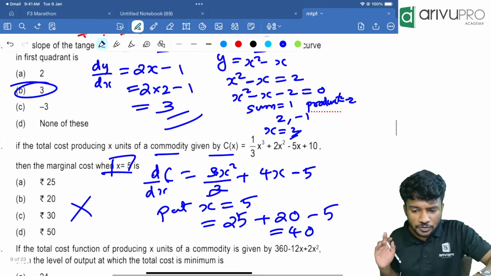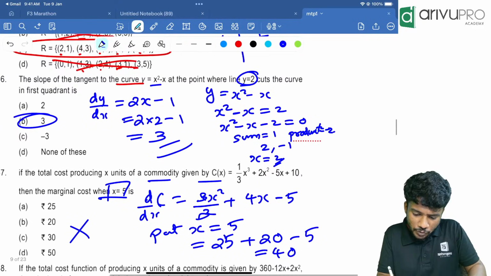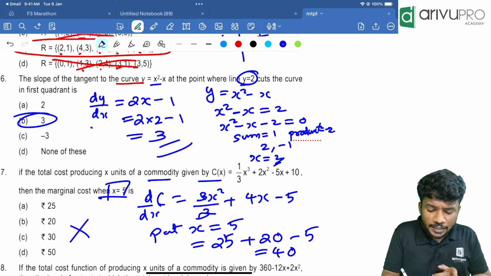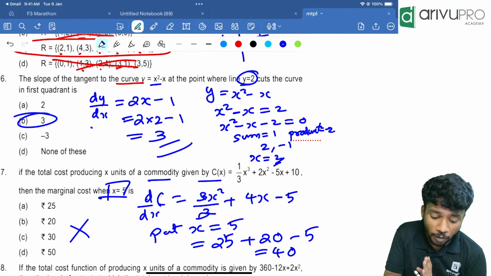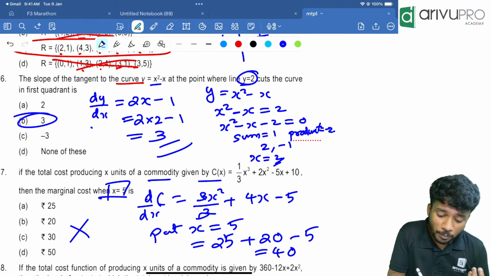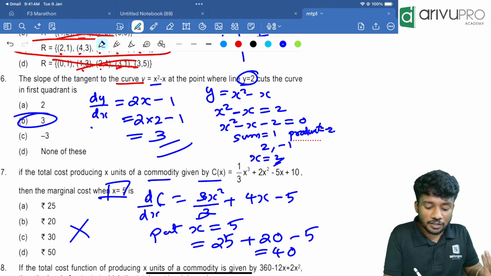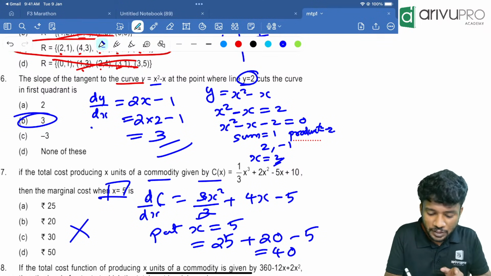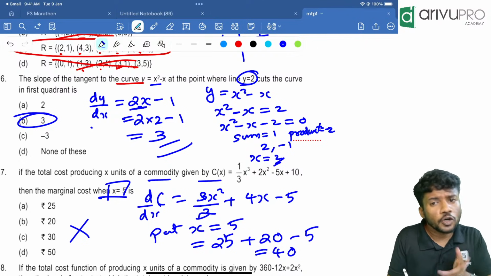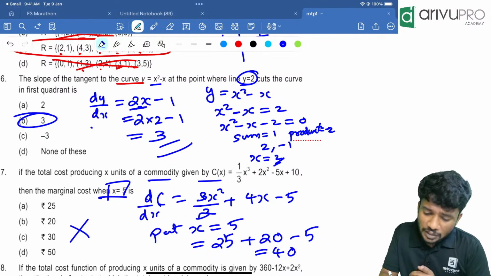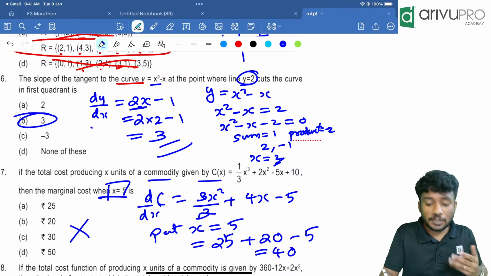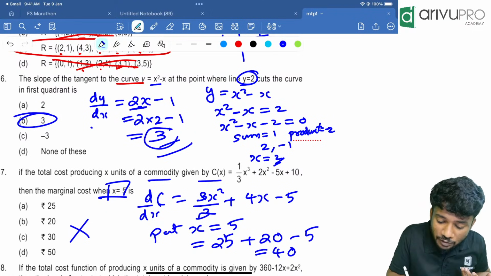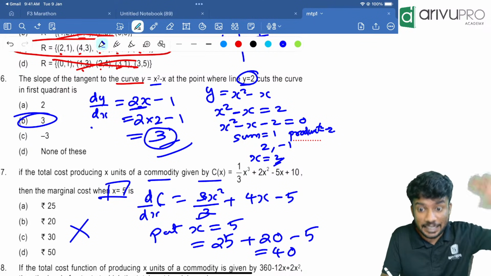Okay, one person asked about the previous question. This is the question, right? Here we found the derivative. Why did we take the derivative? We were finding the slope. The question is what is the slope of the tangent to the curve? We need to find the value of the slope. So first we found the derivative, that is 2x minus 1. Then we need to find the value of x, so we substitute the x value there and we get the exact value of the slope, which is 3 at the end.